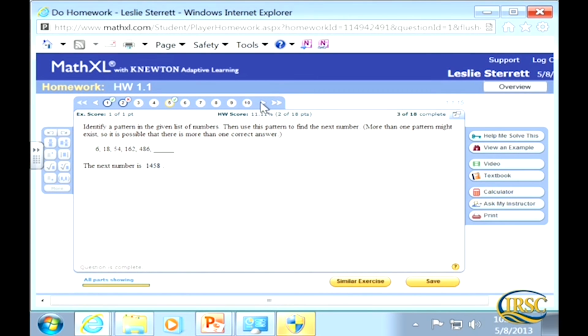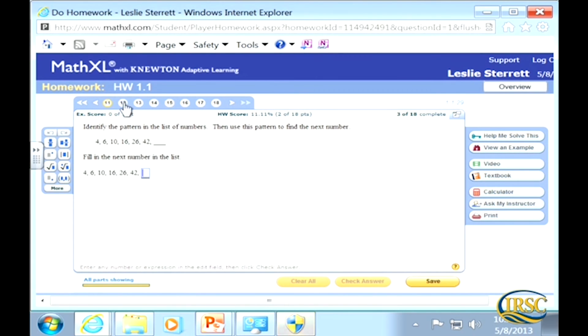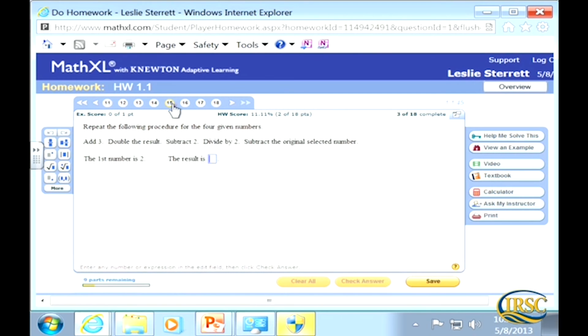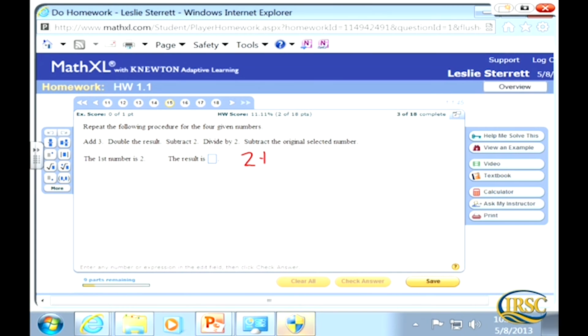A lot of the questions are these lists of patterns, but some of them will guide you through a process. Here's one where it wants you to repeat the following procedure for the numbers that it gives you: add 3 to the number, double the result, subtract 2, divide by 2, subtract the original selected number. The first number it wants you to use is 2. So we take a 2. We add 3, so we get 5. Double the result, so what am I supposed to do?